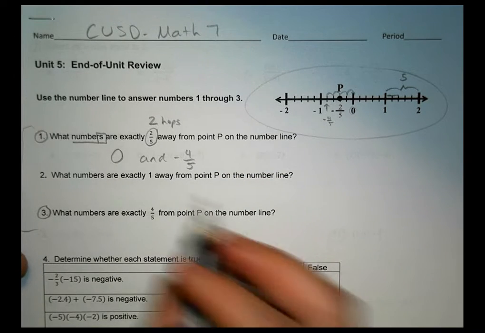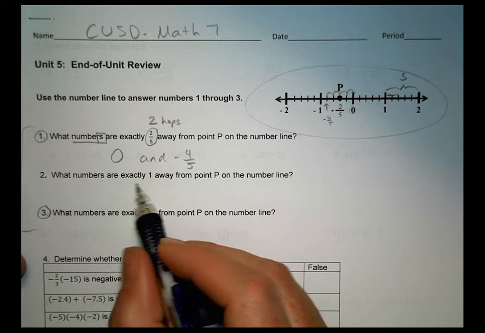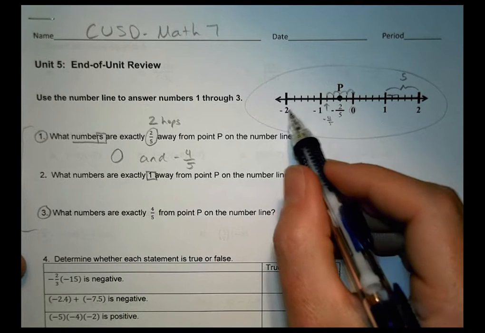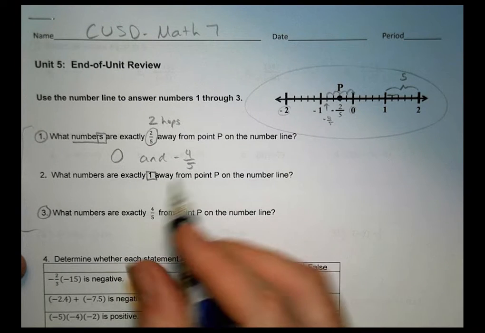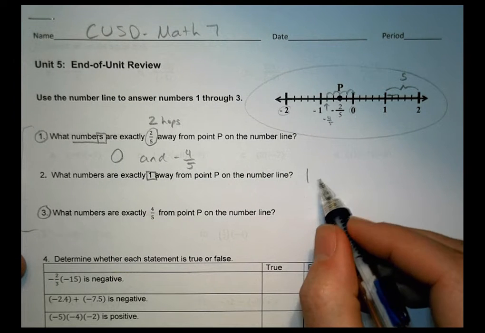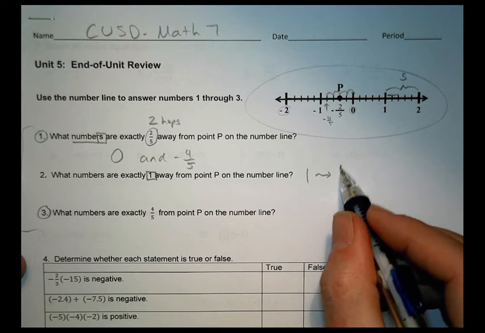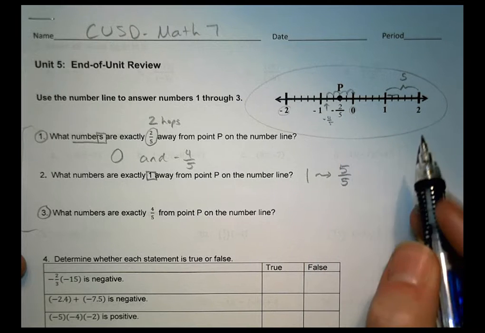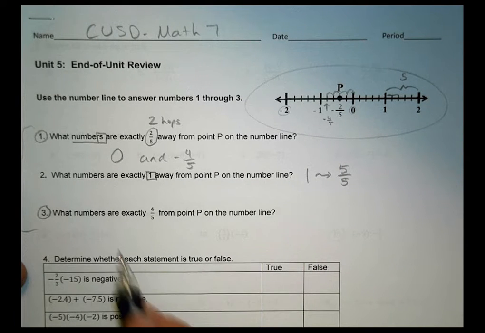For number 2, it wants to know which numbers are exactly 1 away. Now 1 away means we're using the whole values, or you can think of 1 as the same as 5 out of 5 if you want to use the smaller values, or small little lines. Well, I'm going to look at number 3. What numbers are exactly 4/5 from point P?